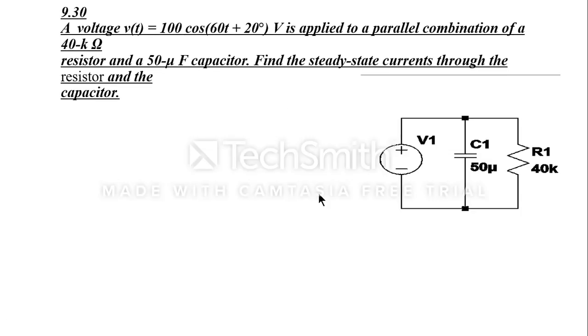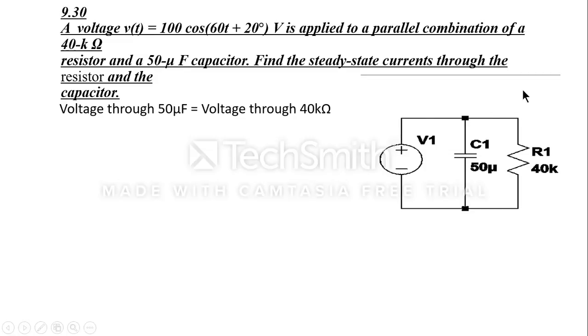So the first sum is that a voltage source of v(t) is equal to 100 cos(60t + 20 degrees) is applied to a parallel combination of a capacitor and a resistor. The resistor has a value of 40 kilo ohms and the capacitor has a value of 50 microfarad. We are supposed to find the steady state currents through the capacitor and the resistor.